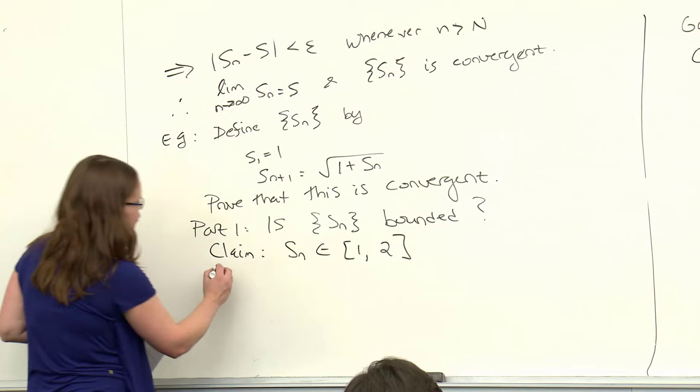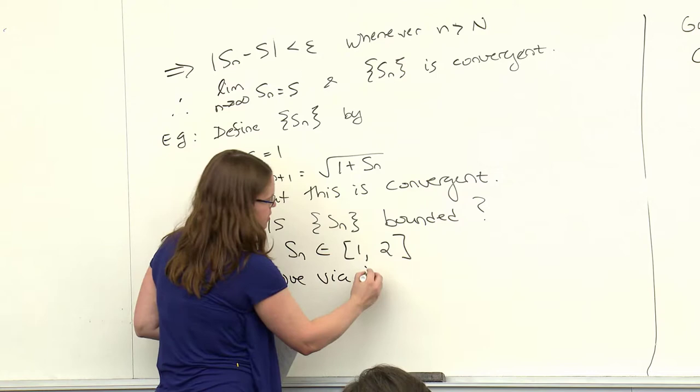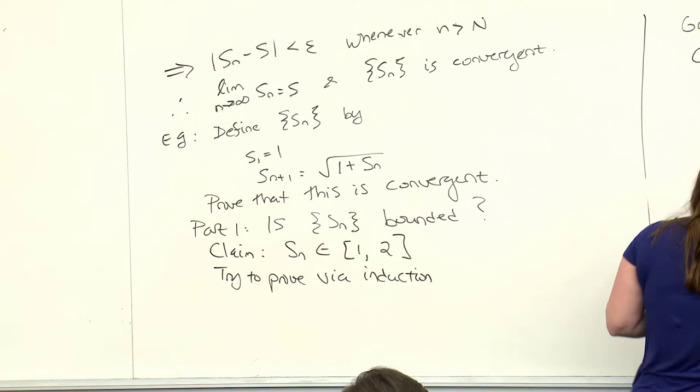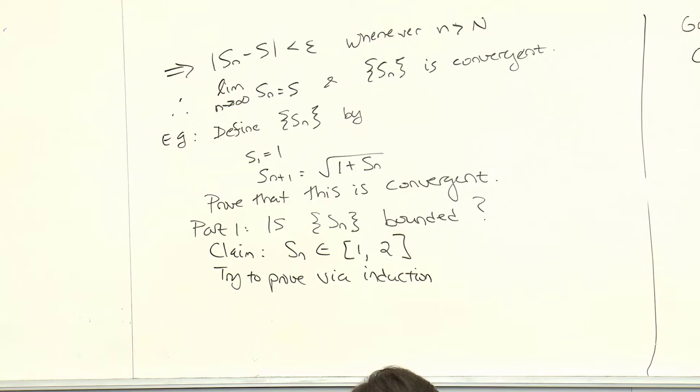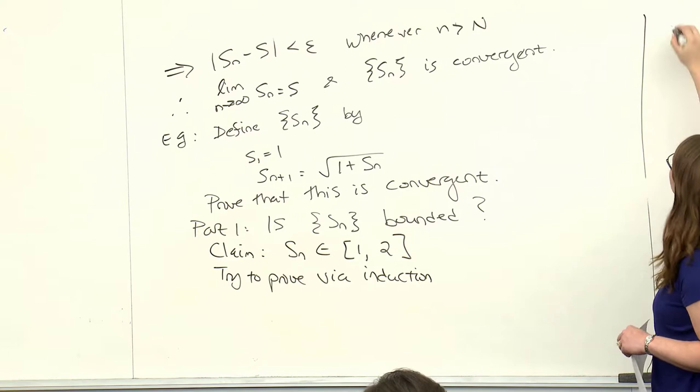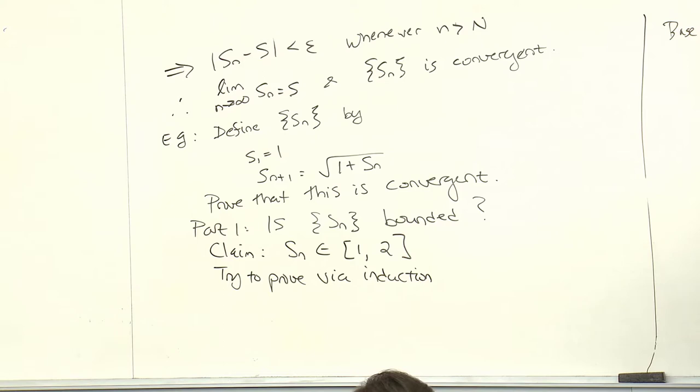So let's try to prove it via mathematical induction. Okay, so we know there's two parts: there's a base step and there's an induction step. So our base step says we should look at S1. S1 is 1, and that indeed lives between 1 and 2. So that's good.